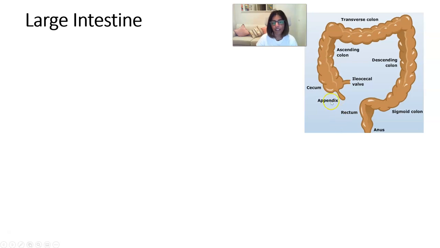But we have the ascending colon, the transverse colon, and the descending colon. Now these are all parts of the large intestine, which ends in the rectum, which is where feces are stored, and then we have the anus at the bottom, where feces are eliminated from.